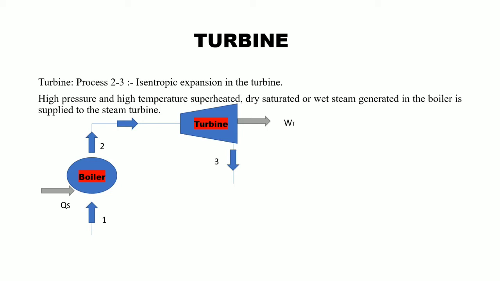Means at point number 2, high pressure and high temperature superheated steam is present, but at point number 3, low pressure and low temperature steam is coming out from the turbine, and this turbine produces some work. Work done is denoted as WT, W for work and T for turbine. This steam expands isentropically in the steam turbine up to the condenser pressure. The steam turbine develops mechanical work WT due to expansion of steam.